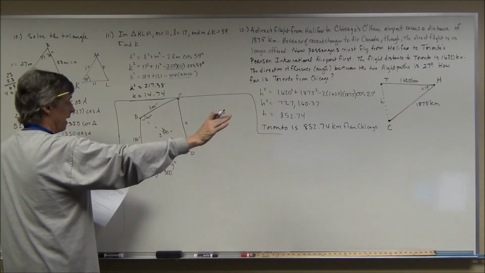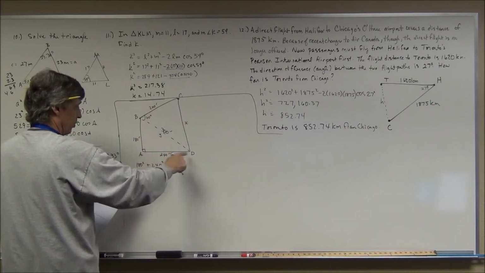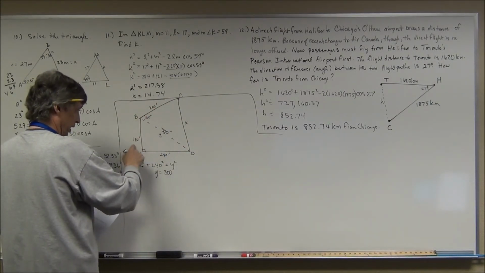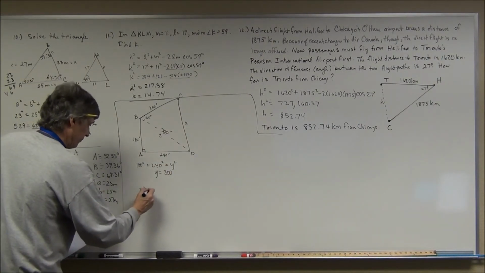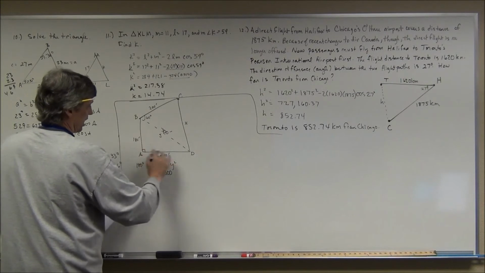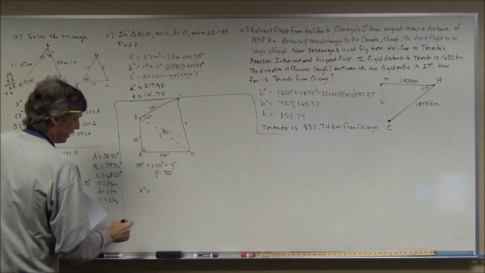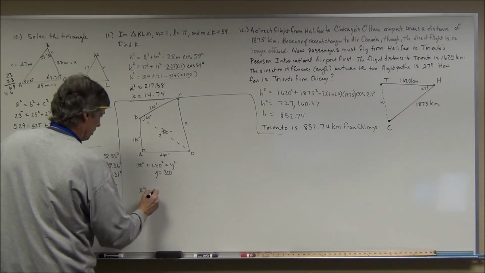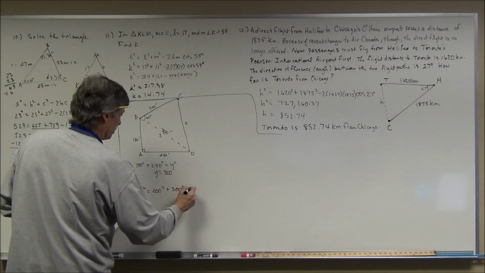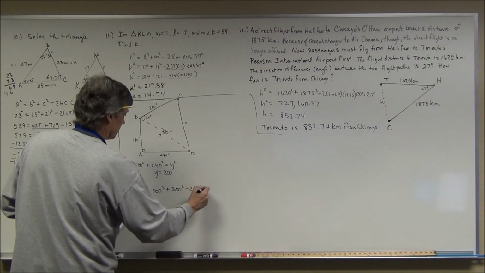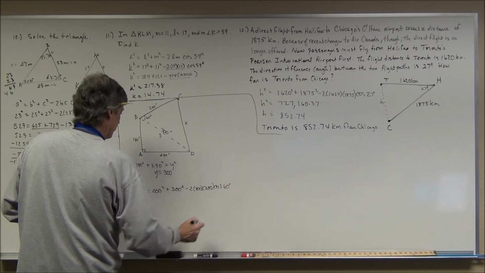And x is not my answer, but x is going to help me find my answer because they want the perimeter, so it's 200 plus 180 plus 240 plus x. To find x, law of cosines, just kind of ignore this right triangle, just look at this oblique one up here. And so x squared is going to be equal to 200 squared plus 300 squared minus 2 times 200 times 300 times the cosine of 60 degrees.